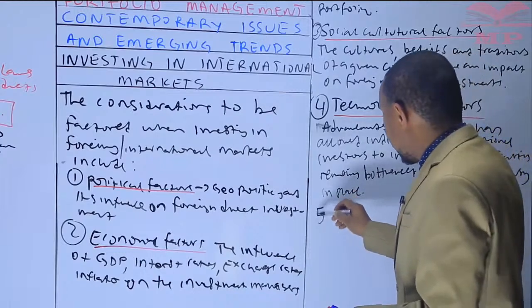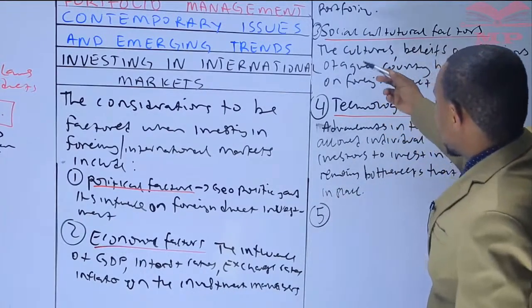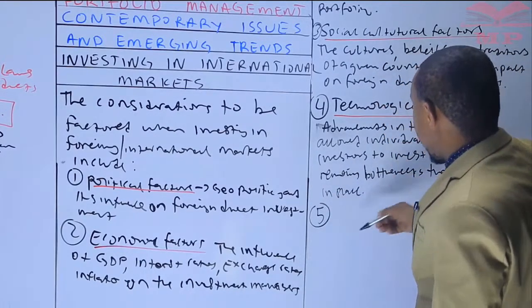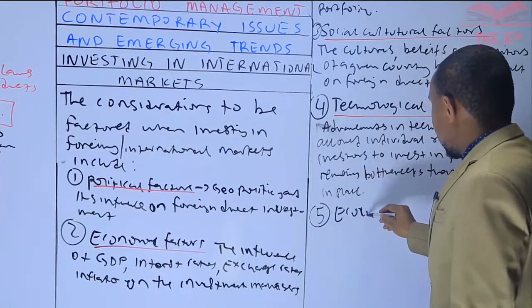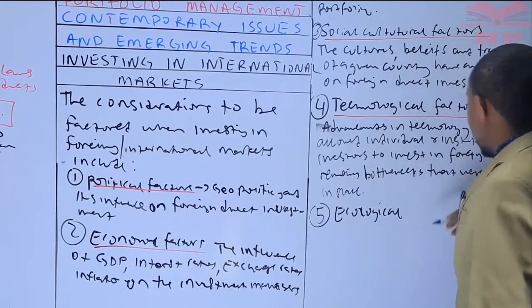Number 5. So we talk about socio-cultural, technological, and then there is ecological factors.